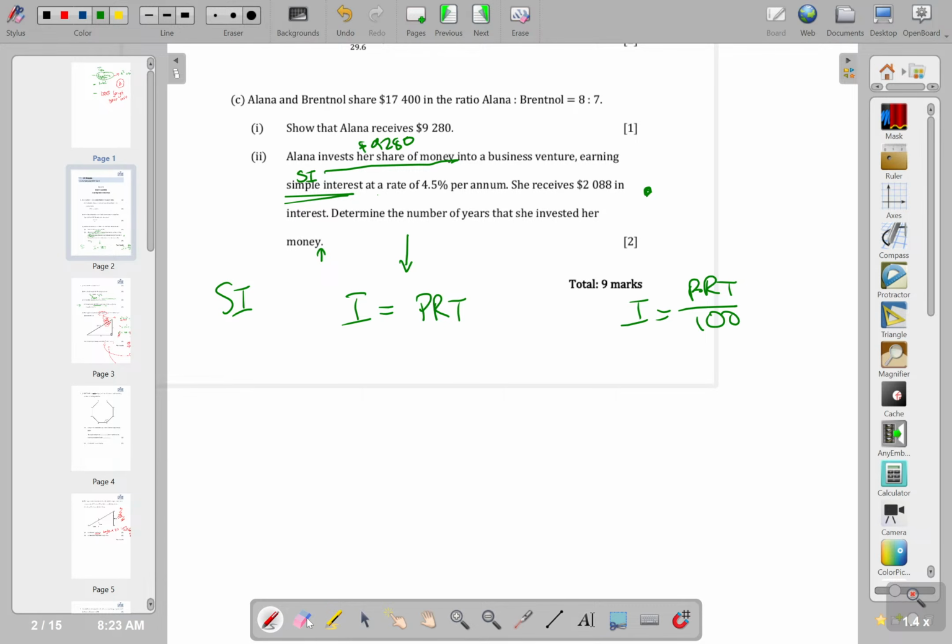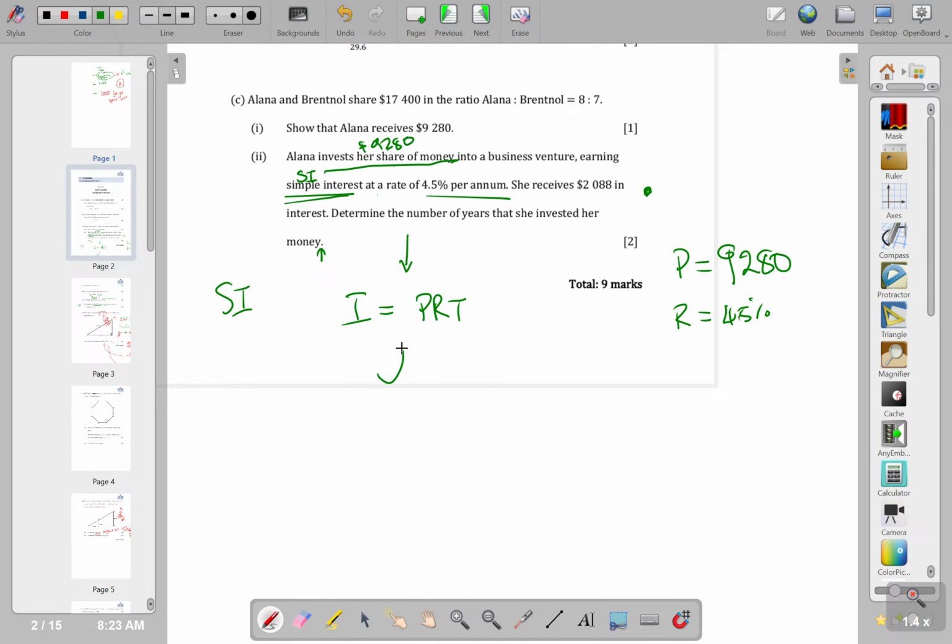All right? Now, how much is she investing? 9,280. So that is your P. That is how much she's investing. That's how much money she's putting into this business venture. That's her principal. Simple interest at a rate. They tell us the rate now. The rate is 4.5%.